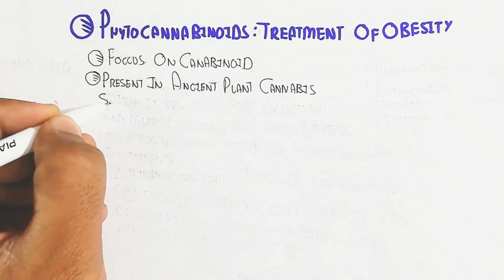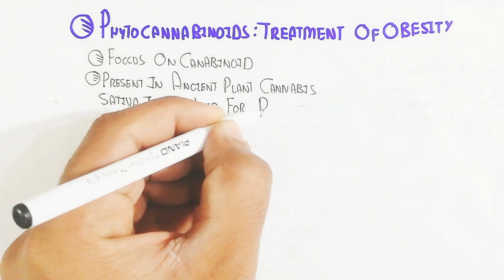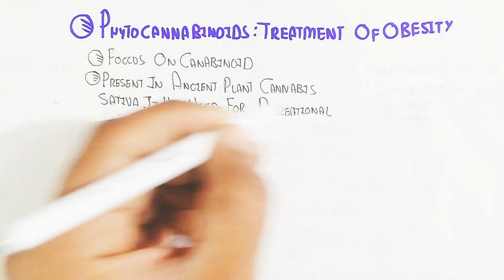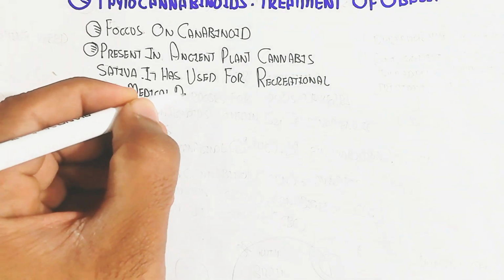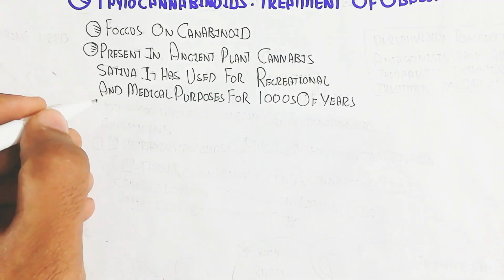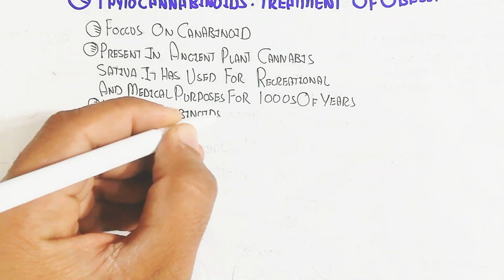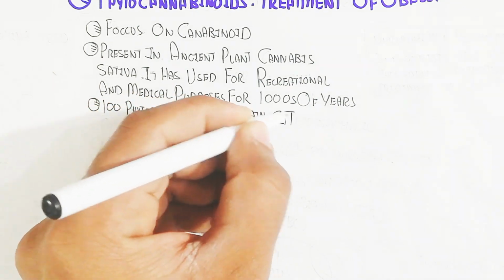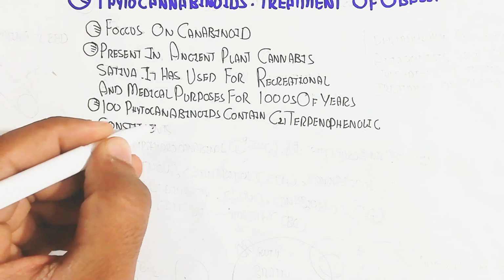The ancient plant Cannabis sativa has been used for recreational and medical purposes for thousands of years. Hundreds of types of phytocannabinoids are present in the weed. For example, Cannabis sativa contains C21 terpenophenolic constituents.